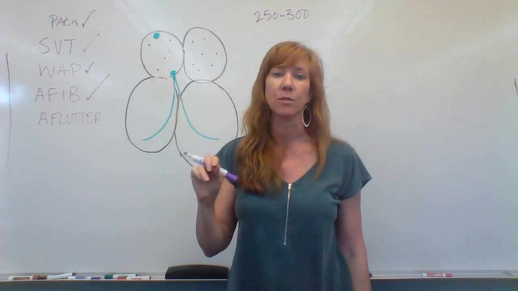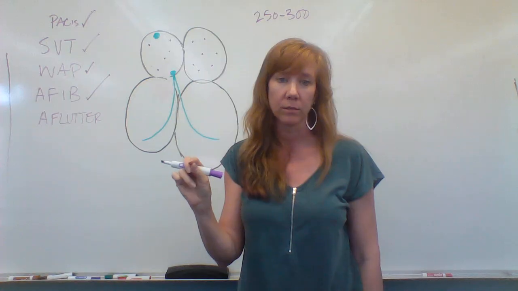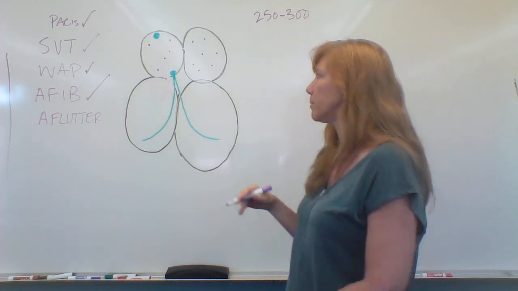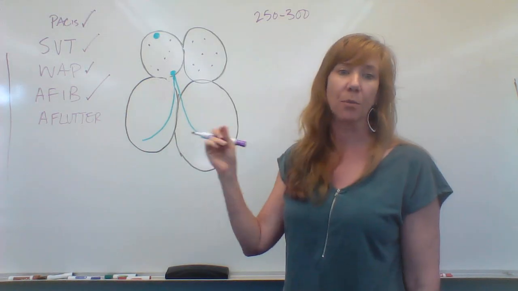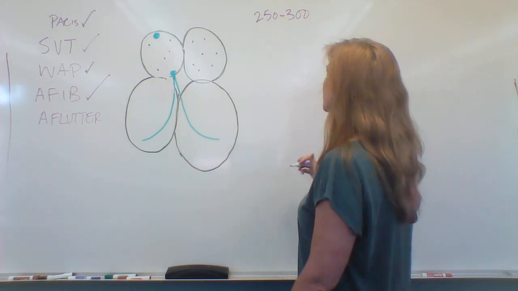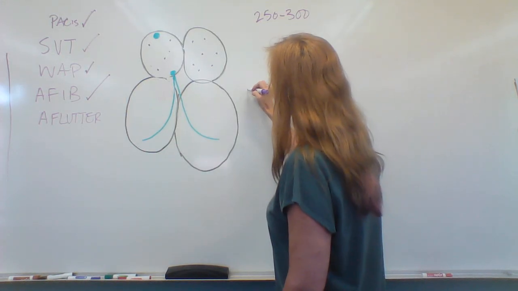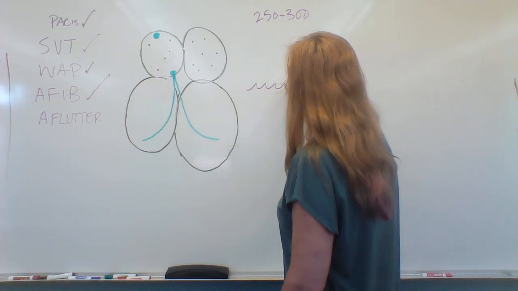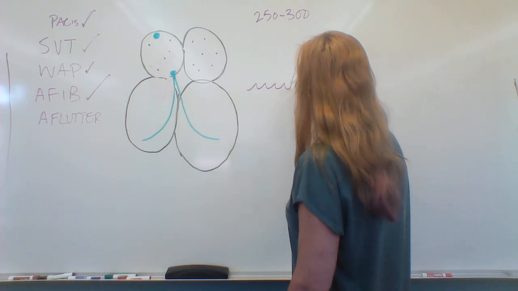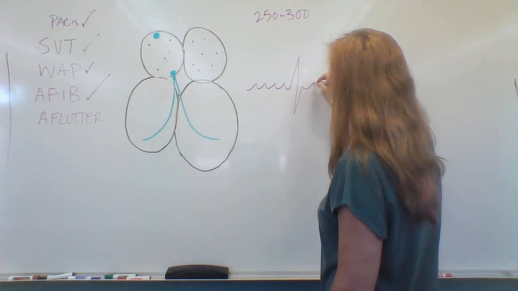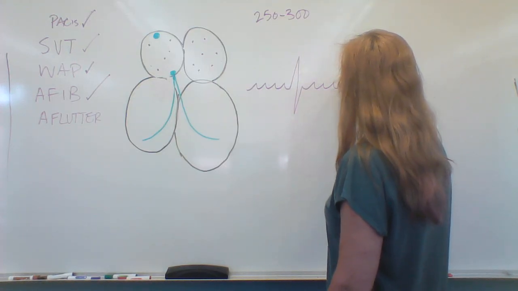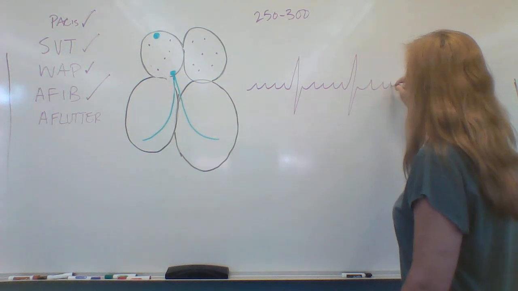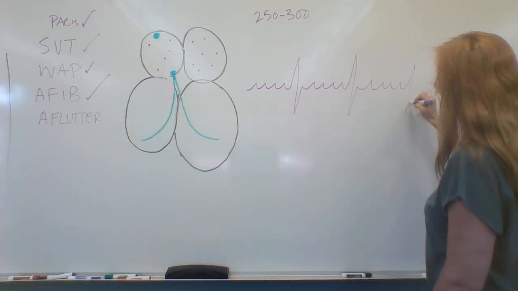So the QRSs will still be skinny and normal, unless they have some bundle branch problem also, which some people like to have multiple layers of problems to make it very hard to read their EKG strip. So flutter waves are going to be like this, and then you're going to have the normal skinny QRS, maybe a little wide, but flutter waves, normal skinny QRS, flutter waves, normal skinny QRS.